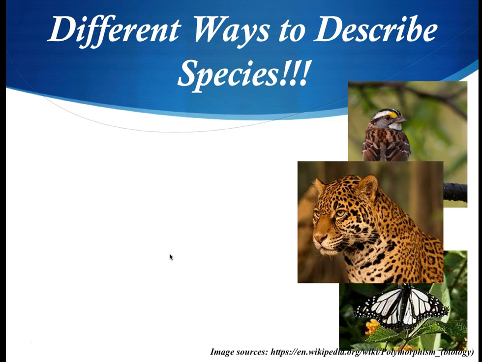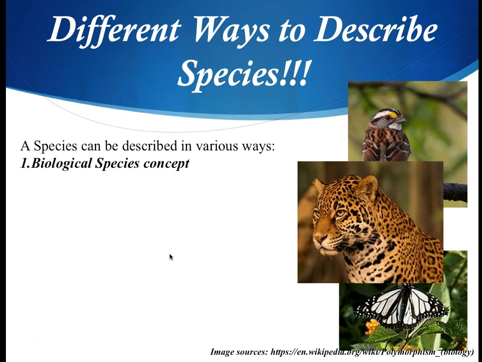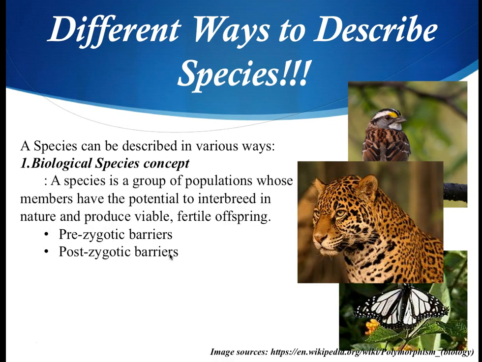Different ways to describe species. Species, like I said, can be described in various ways. First one is the biological species concept. According to this concept, a species is a group of populations whose members have the potential to interbreed in nature and produce viable, fertile offspring.